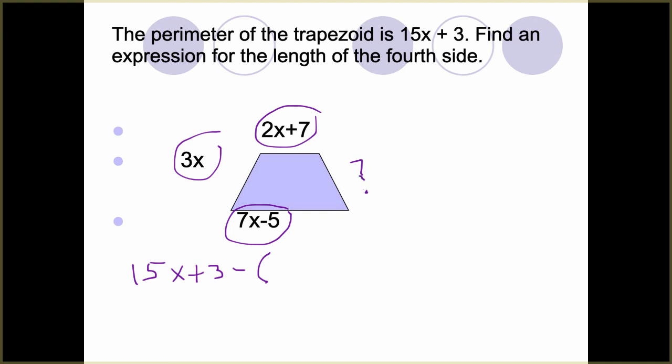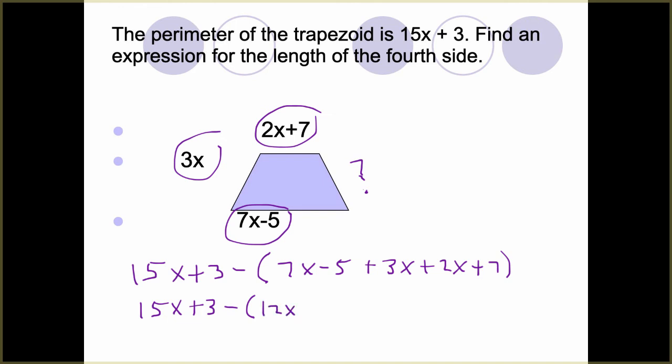So we have a 7x minus 5. We have a plus 3x and plus 2x plus 7. So we're going to add the three sides that we're given and subtract that from the total perimeter. So I'm going to combine stuff inside the parentheses. So 15x plus 3. We have a 7x, a 3x, and a 2x. We add them together, we get 12x. We have a negative 5 and a 7, so we have a positive 2 in here.